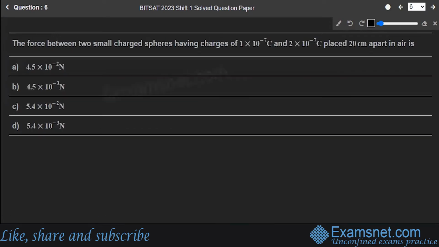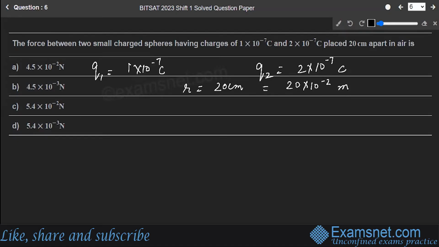Next is question number 6. The force between two small charged spheres having the given radii, placed 20 centimeter apart in air, is? You have the two charges, Q1 as this much coulomb, and Q2 is 2 into 10 raised to power minus 7 coulomb. The distance between them is 20 centimeter. Let's convert that into meters: 20 into 10 power minus 2 meters.